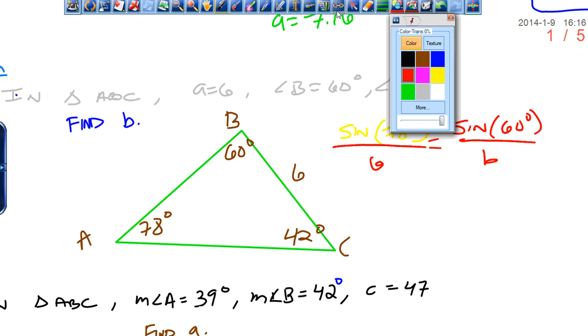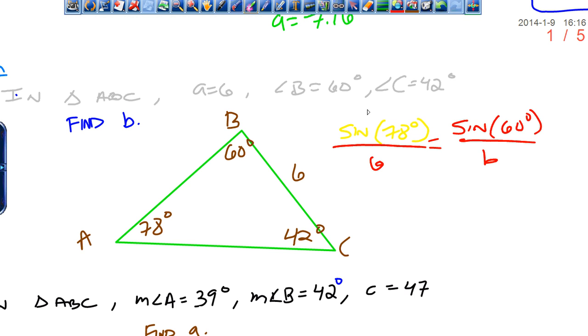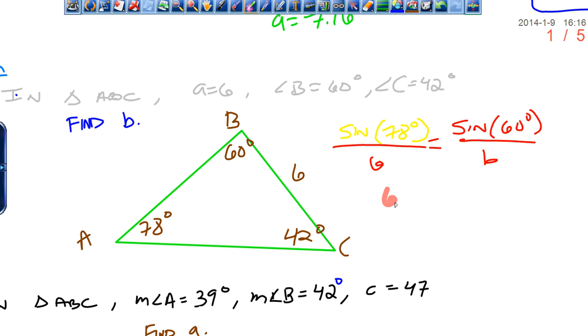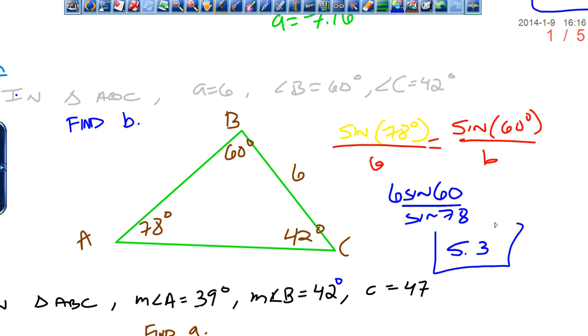And once again, we're just cross multiplying and dividing, so take those two, cross multiply and divide, and we're going to end up dividing. 6 sine of 60 over sine of 78. And that gives us 5.3.